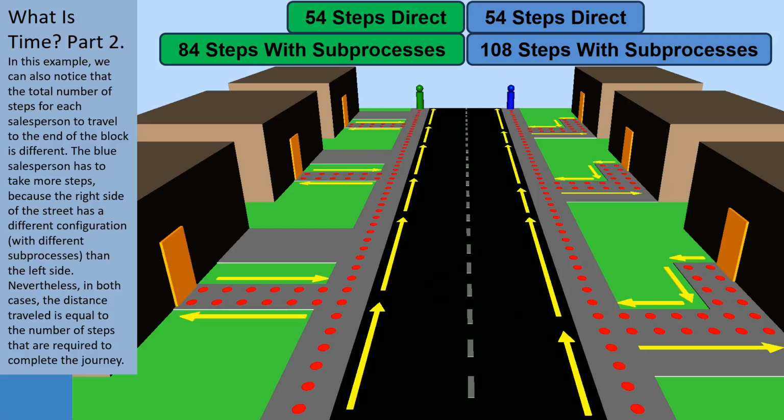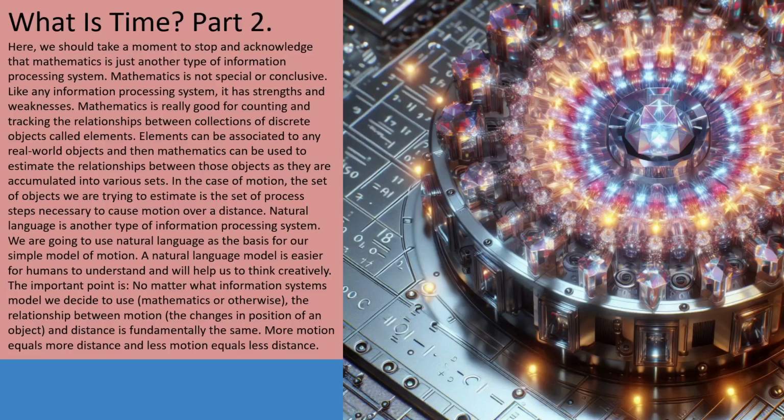And so we have to take all of that into account when we're dealing with these complex systems that we call clocks. Here we should take a moment to stop and acknowledge that mathematics is just another type of information processing system. Mathematics is not special or conclusive. Like any information processing system, it has strengths and weaknesses. Mathematics is really good for counting and tracking the relationships between collections of discrete objects called elements. Elements can be associated to any real-world objects, and then mathematics can be used to estimate the relationships between those objects as they are accumulated into various sets.